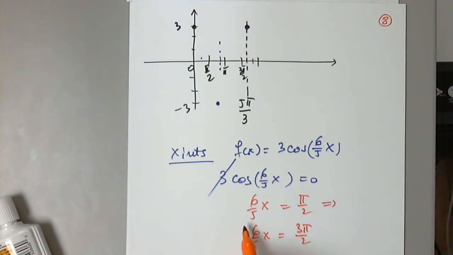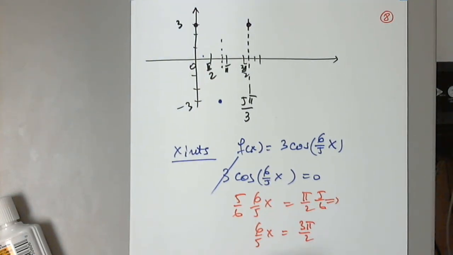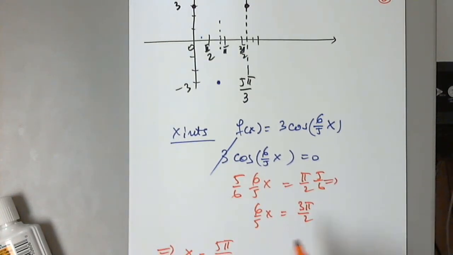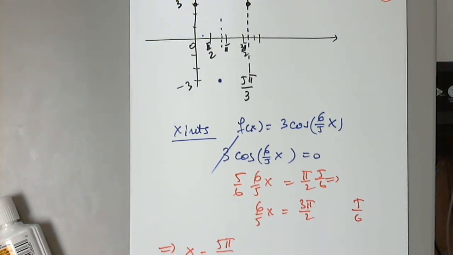Okay, so then I will have to multiply both sides by 5/6 to get the first solution as 5 pi divided by 12. I'll do the same thing with the second one, and I multiply still by 5 divided by 6, and I get 15 pi divided by 12.